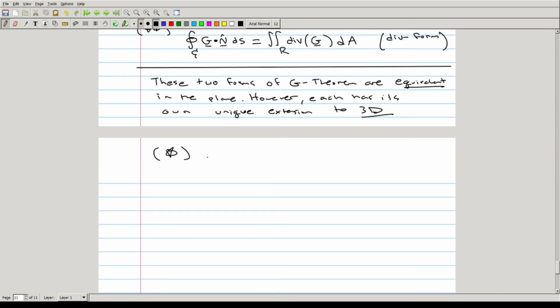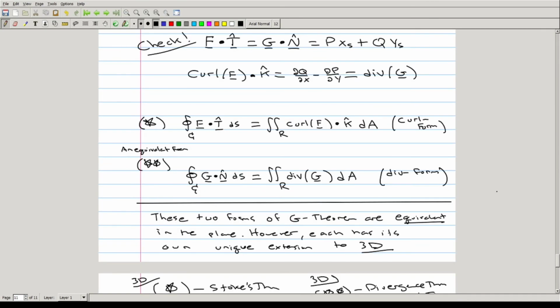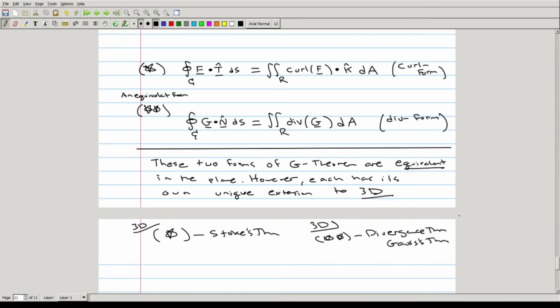The first form is called, in 3D, Stokes' theorem. And in 3D, the second form is called the Divergence theorem, or Gauss's theorem. And they're both very special, much more general theorems that help us very much when simplifying and computing integrals.